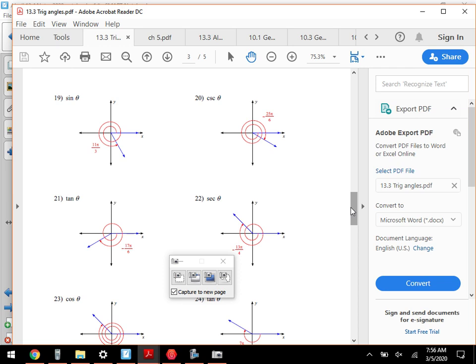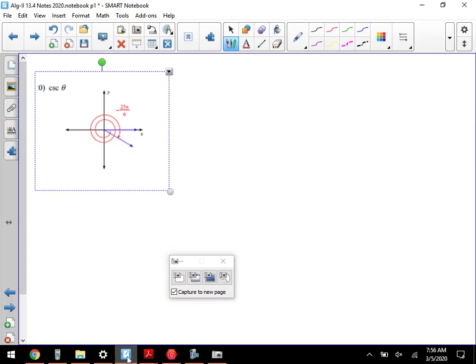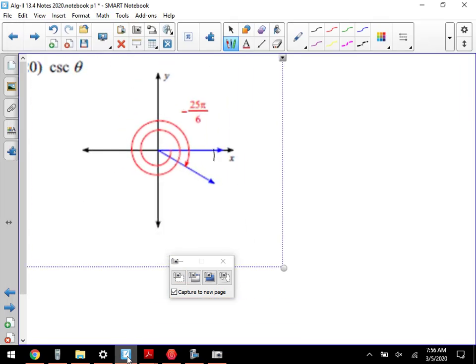Cosecant of negative 25 pi over 6. Hey, we were just there. So we were just at that angle. You knew that this reference was the 30, so you have negative 1, root 3, and then 2. Cosecant is the reciprocal of sine. So sine here would be your opposite over hypotenuse, negative 1 over 2, and then you flip it, there you go.